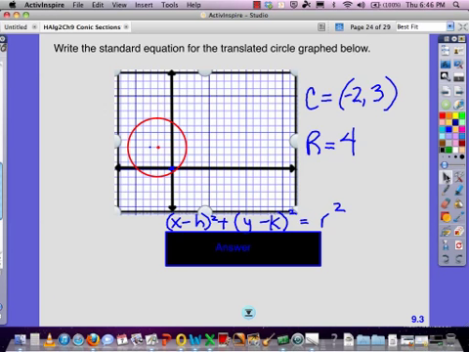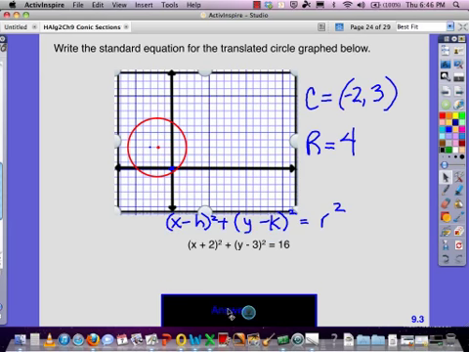And I'll reveal momentarily. Got it written down, or at least in your head? Did you have (x + 2)² + (y - 3)² = 16? If you did, you nailed it.